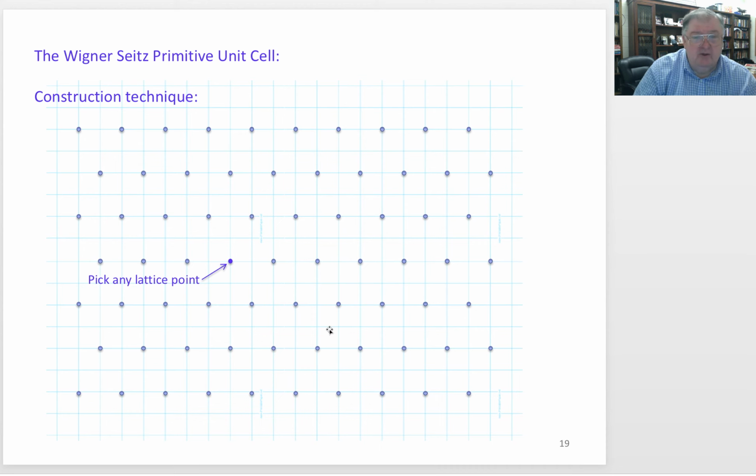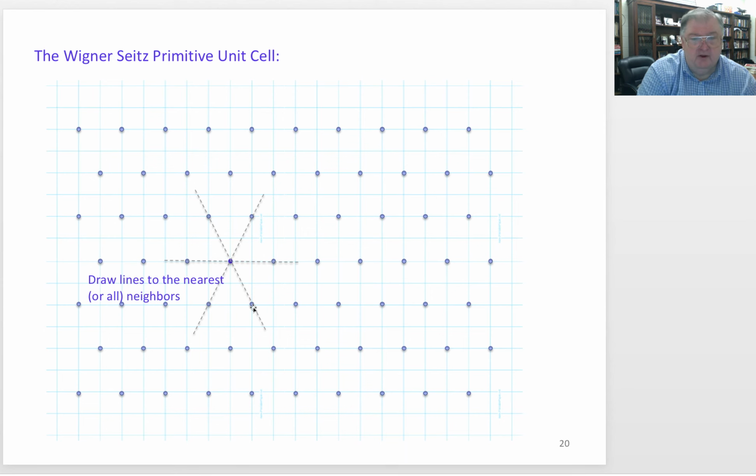And what I do now is I draw lines from this point to all of its nearest neighbors. So from here to here, from here to here, from here to here, and so forth. I've done it for you here. I've drawn a line from this point to its nearest neighbor. Next, for the lines I just drew, I construct perpendicular bisectors.